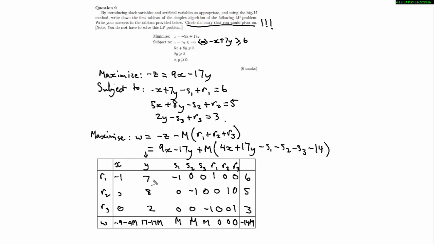So finally, we have to look at the ratios 6 on 7, 5 on 8, and 3 on 2. We have to find the smallest non-negative ratio, and in this case, that's 5 on 8. So our pivot element will be this entry here, this entry of 8, and hence R2 will be the departing variable. But we don't really need these arrows. All it asks for is to circle the entry that we'll pivot on, and that's this one here. Okay, and that's all we have to do for this question.